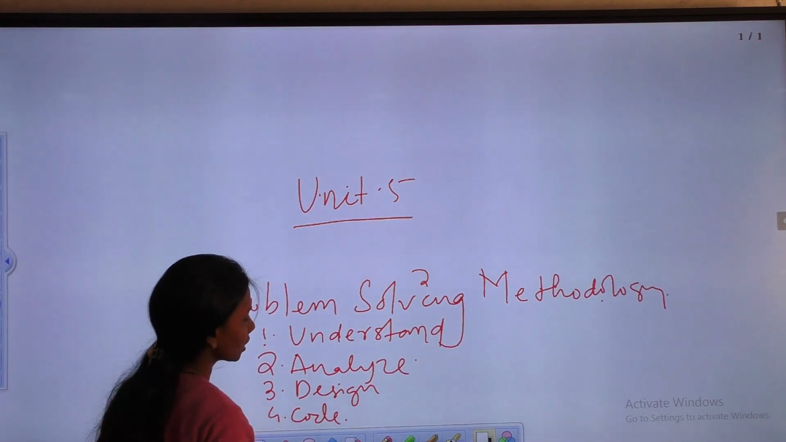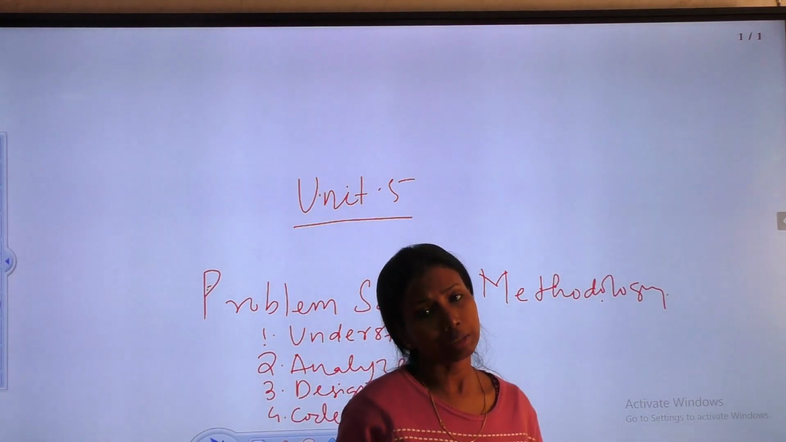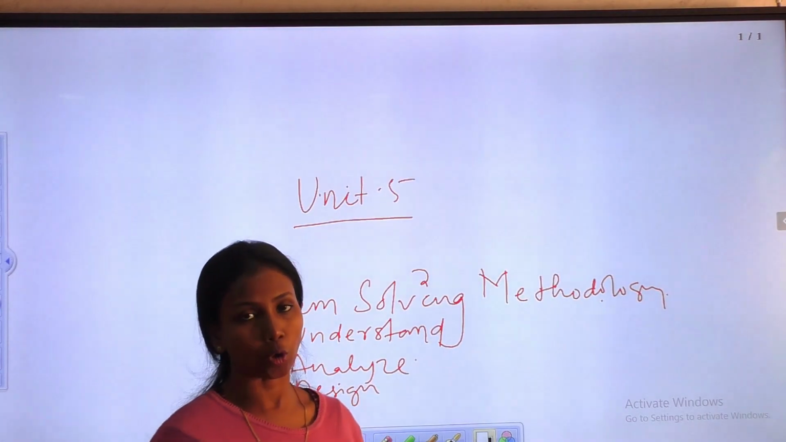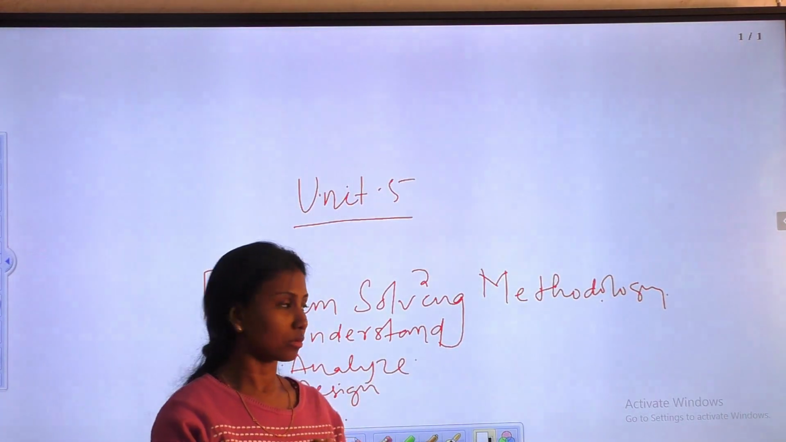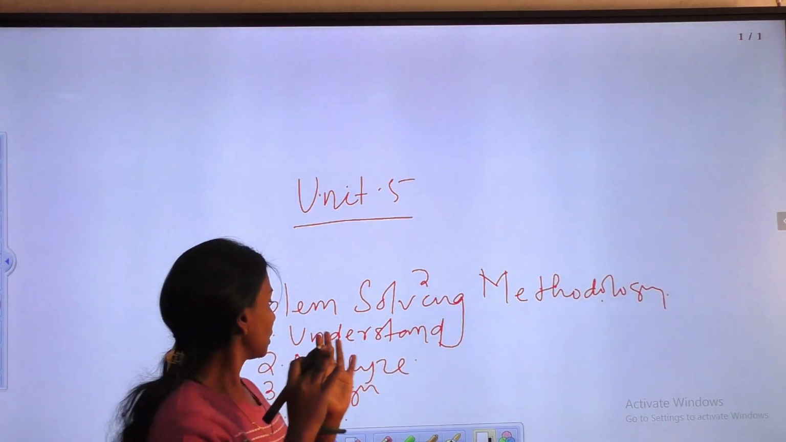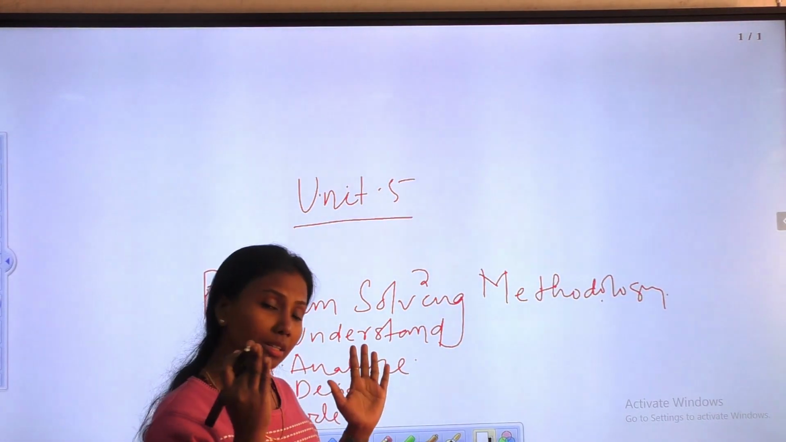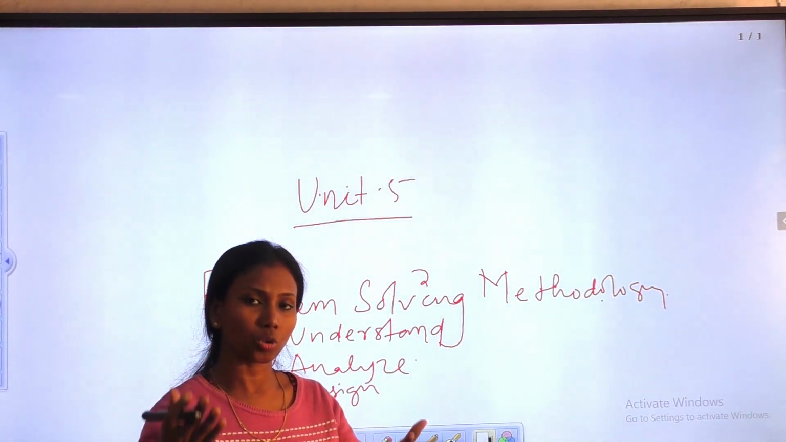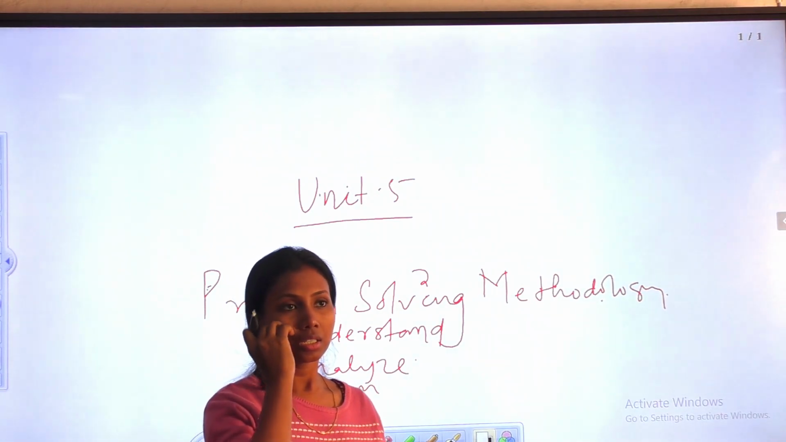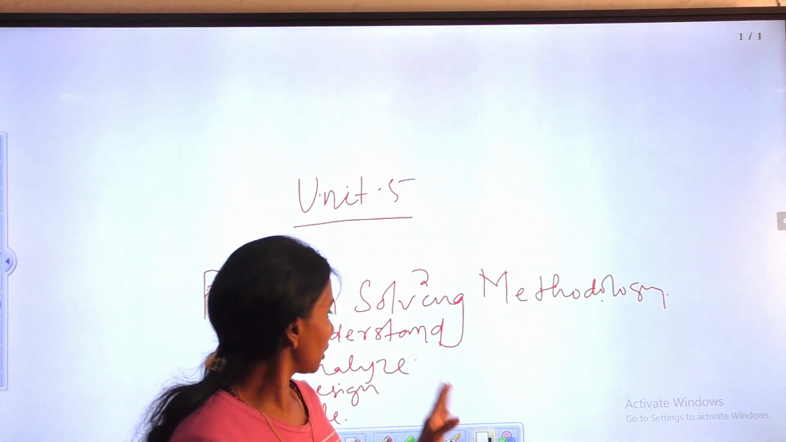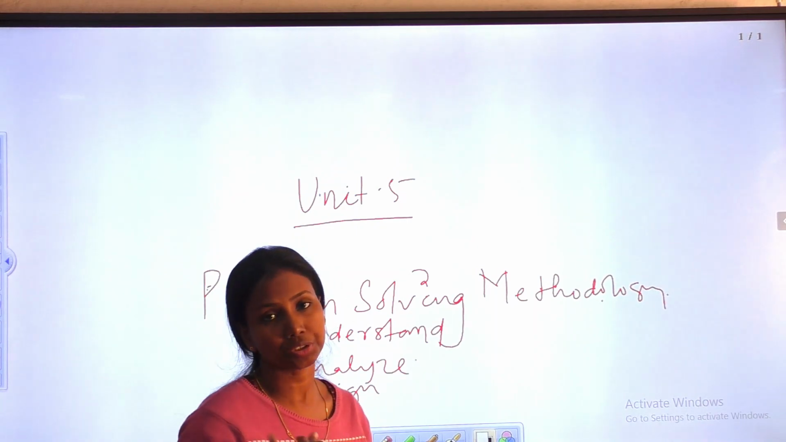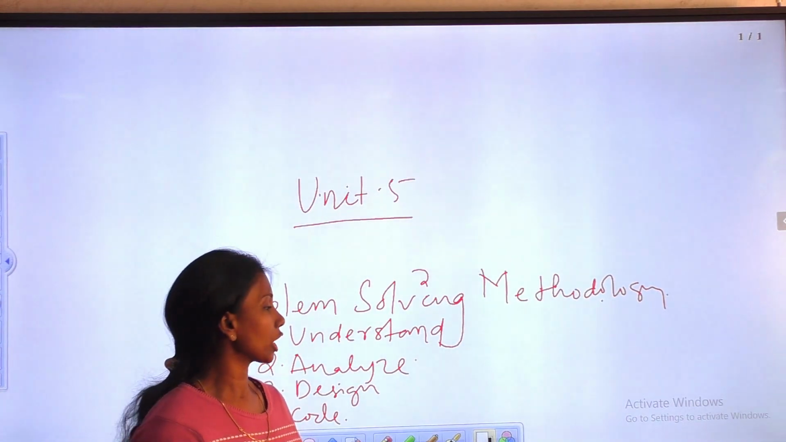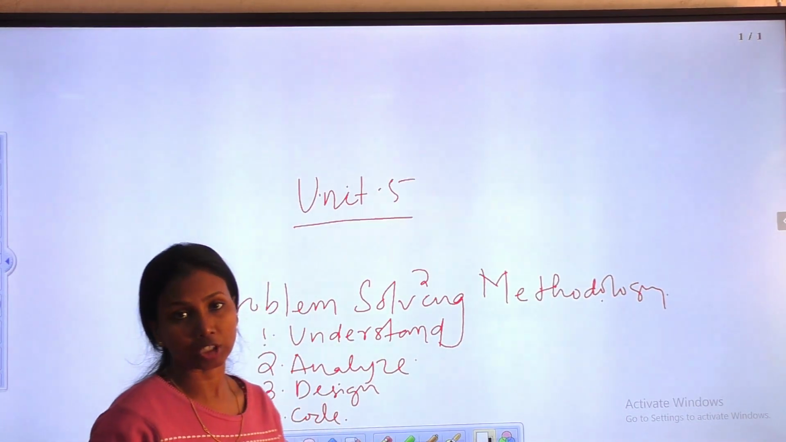Coding the problem means you can use various programming languages to solve the problem. So after understanding the problem, analyzing it and designing it, you have to code it. It's your choice whether you find the solution using C programming, C++, Python or Java. Okay, so this is the problem solving methodology.